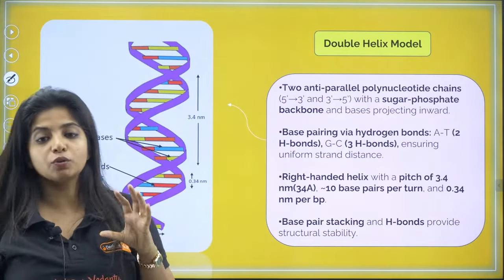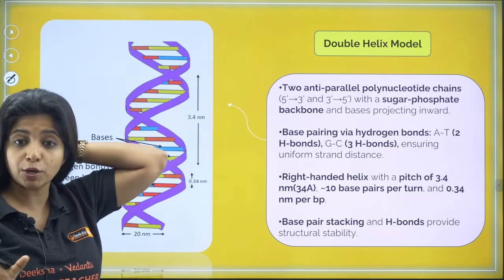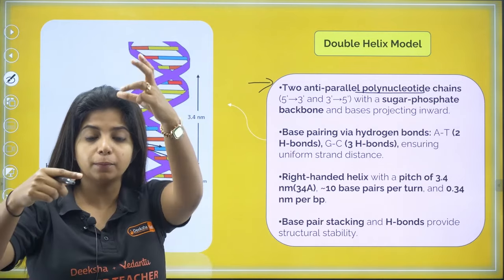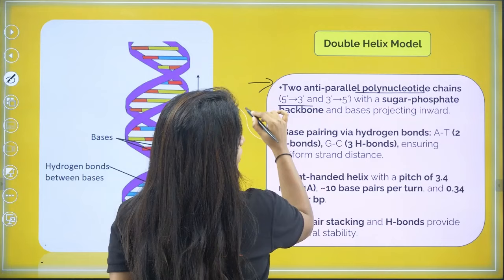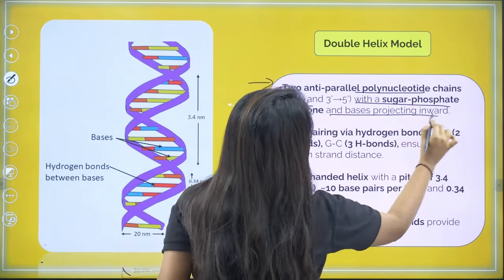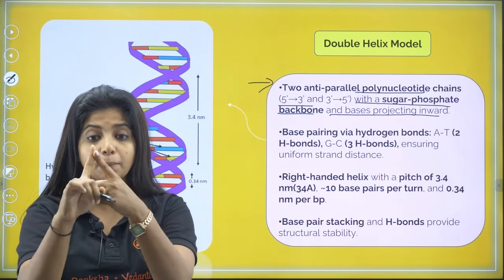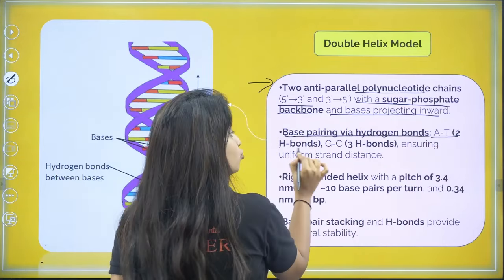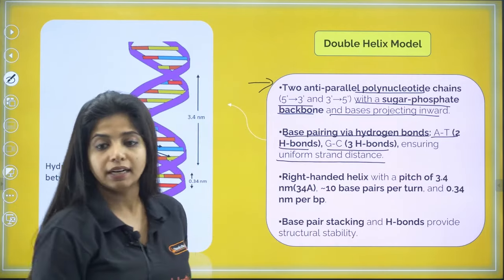Let's go ahead. Double helix model. Now what is double helix model? If at all you are asked, tell about the double helix model, and this is a 5-marker question as well. So two antiparallel polynucleotide chains come together, with 5' to 3' polarity and 3' to 5' polarity, with a sugar phosphate backbone, and bases projecting what? Inwards. Base pairing occurs. Base pairing means all the nitrogen bases are pairing with each other, that is known as base pair. Base pairing occurs via hydrogen bonds, A with T, 2 bonds, and G with C, 3 bonds, ensuring uniform strand distance out there.